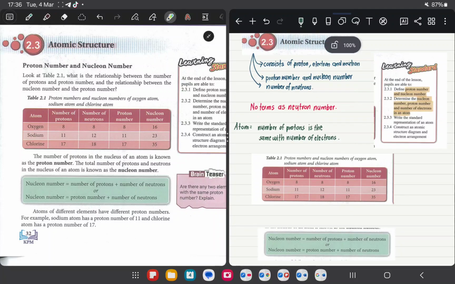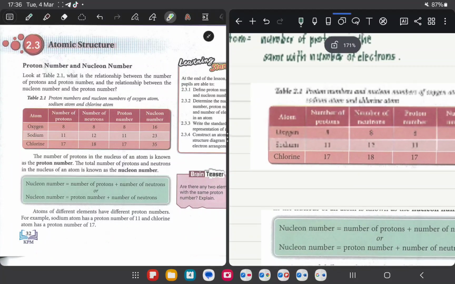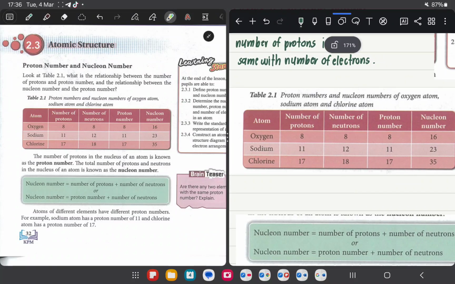And here is a table. It is not really a comparison table, actually it is a table that states the relationship between your proton number and nucleon number. Always remember that. How do you get nucleon number? I already mentioned earlier, number of neutrons and nucleon number are two different things. I repeat again, number of neutrons and nucleon number are two different things. So don't ever say they are the same.